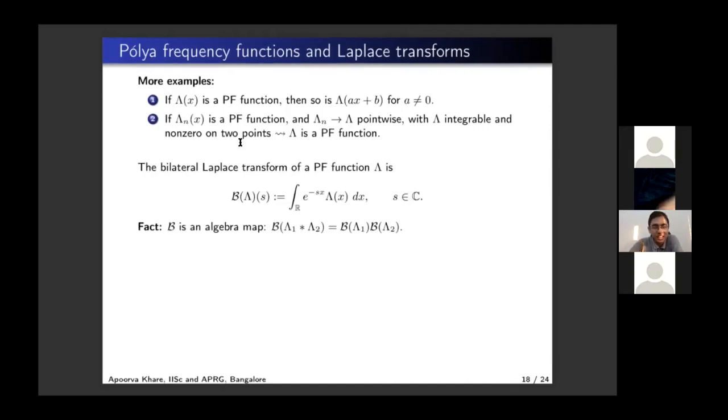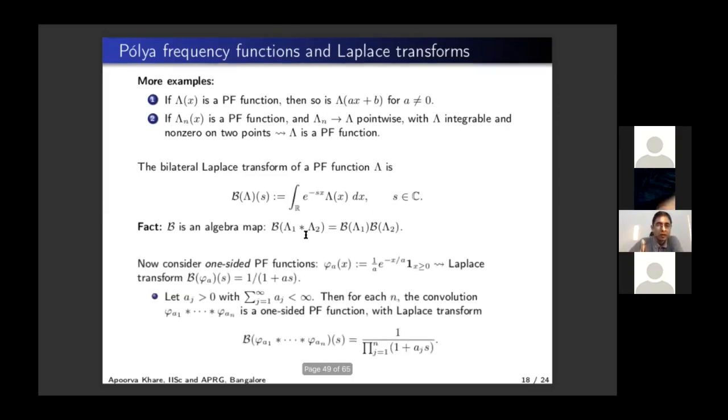Now I do need a fourth tool to convolve. This is called the bilateral Laplace transform. It's the integral over R, not over a smaller domain. The nice thing is it behaves very well with respect to convolution. This is usually defined for s either in the complex plane or usually on some maximal strip. I don't care about the imaginary part, but the real part lies in some maximal strip of convergence, rather than in C. Anyway, now what I consider is one-sided Fourier frequency functions, which are given by what I just defined for you earlier.